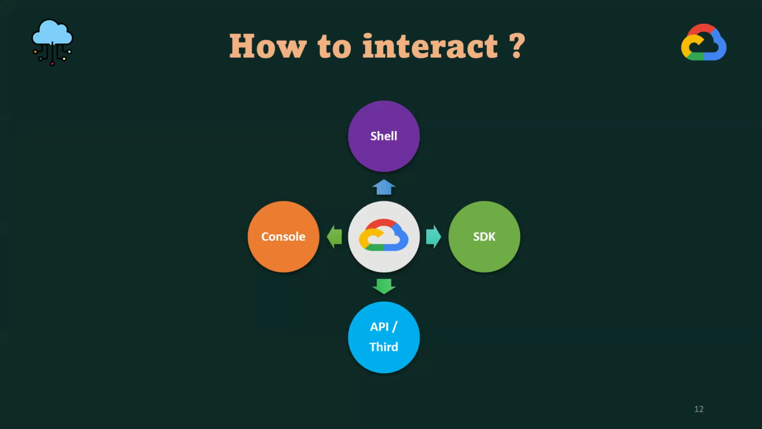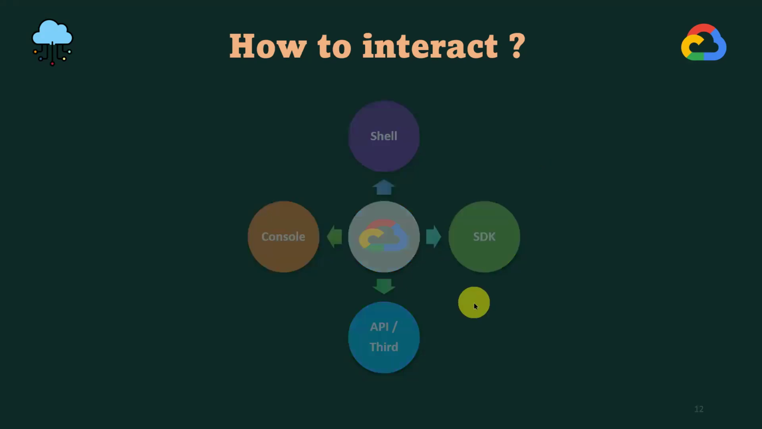Many third-party tools can be integrated with the Google Cloud resources, maybe for storing the data, for editing purposes, or for deployment, monitoring, or debugging. Any activity they want to do, they can also do it, guys. Okay, so these are all the four methods to interact with the GCP services.